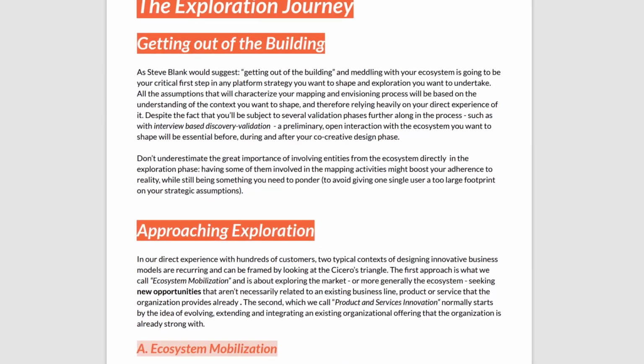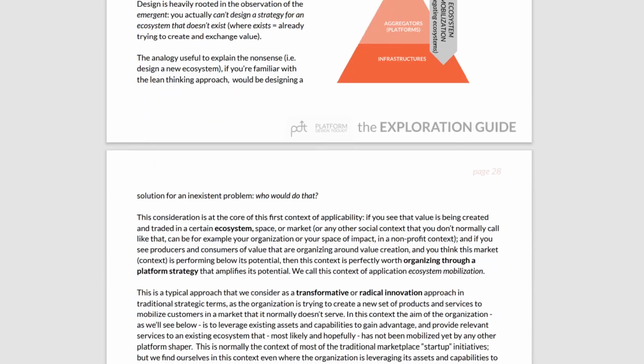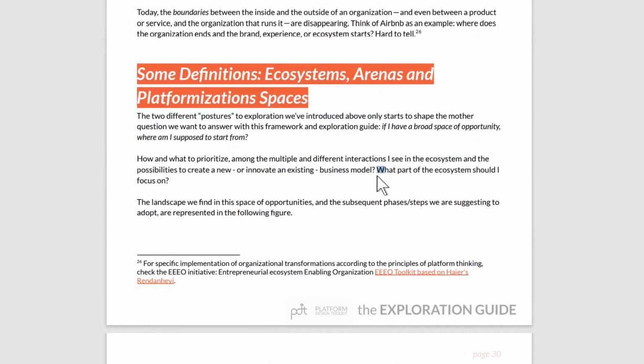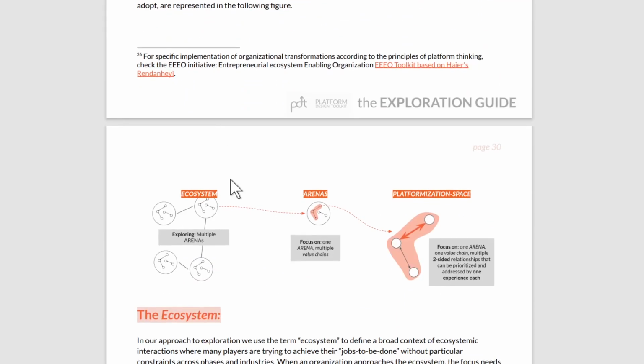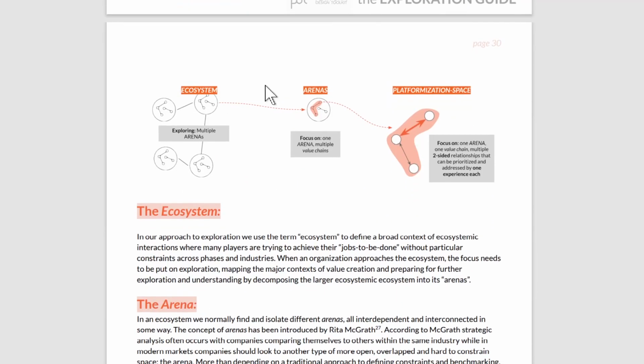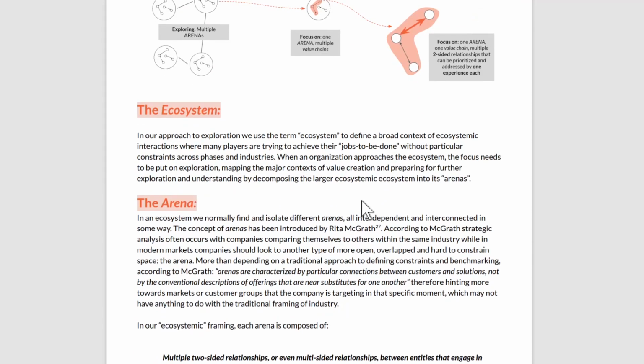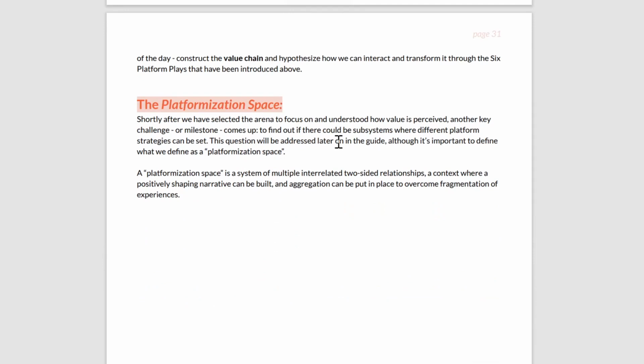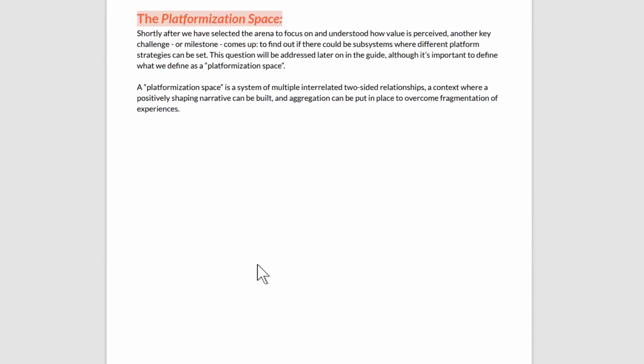You will see that the exploration journey here is explained in detail, and after some definitions, there is another very important part of the guide that we are introducing now. The idea of looking at the ecosystem as a mix of arenas and then platformization spaces, and we drive you through the process, moving from the large opportunities into unpacking these into smaller ones. We adopted this idea of arena from Rita McGrath. Essentially we help you to move from the complexity of a large ecosystem to smaller pieces, up until the platformization space, which is where you actually do the platform design process.